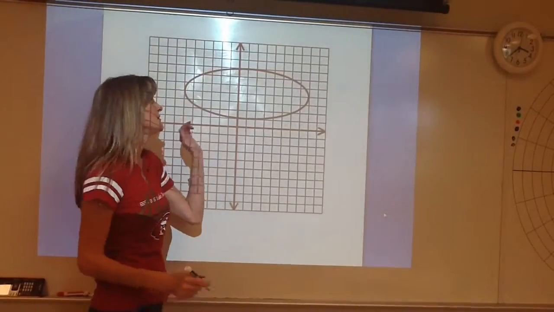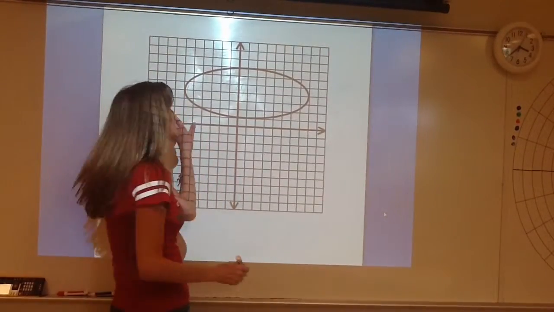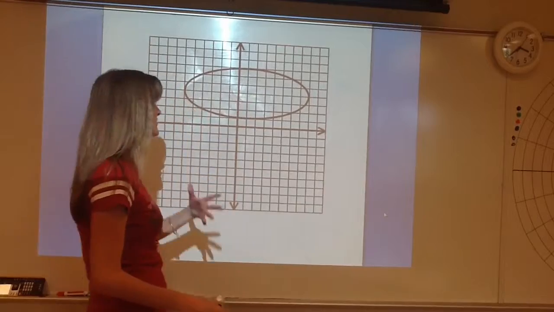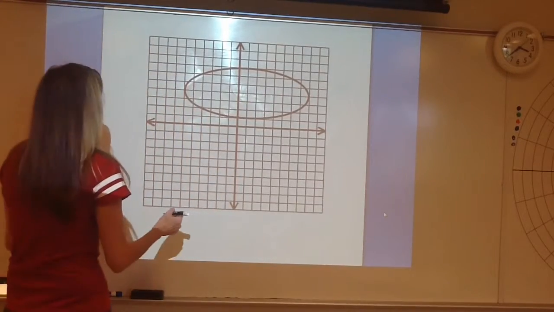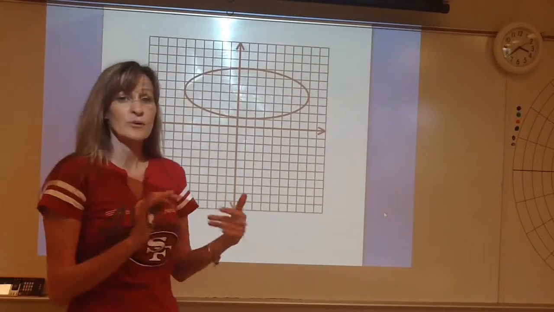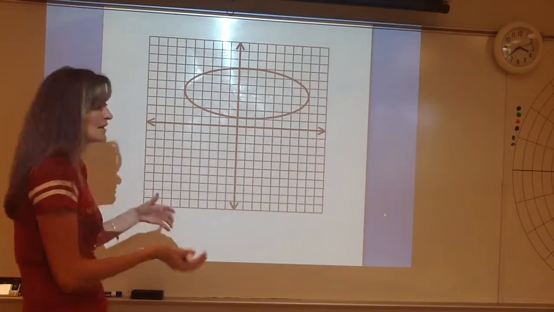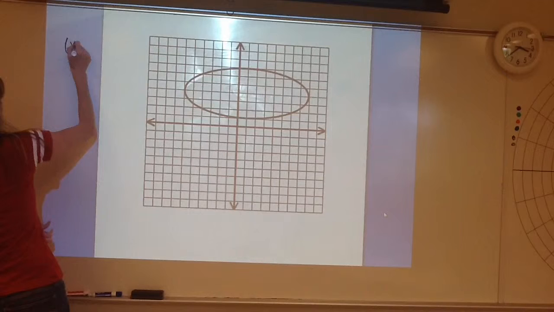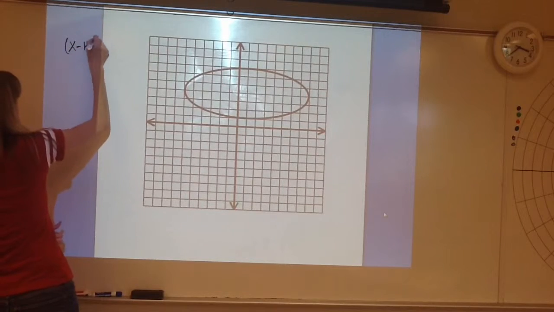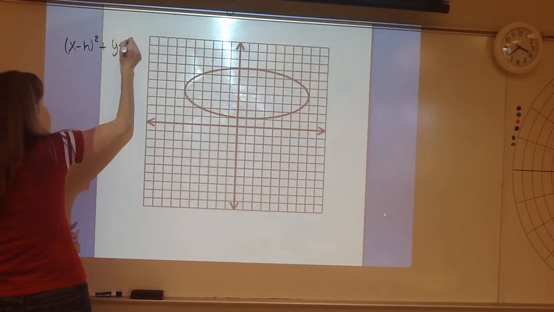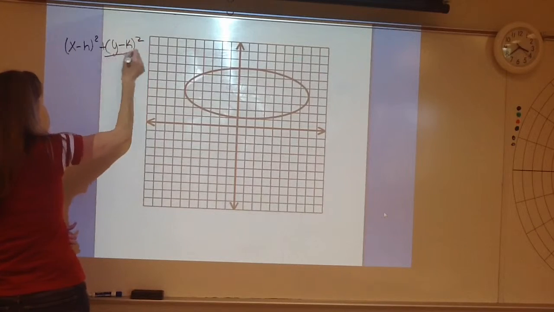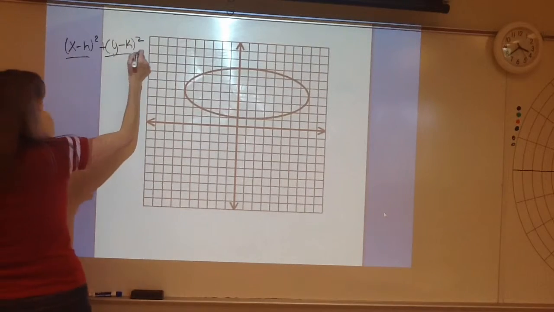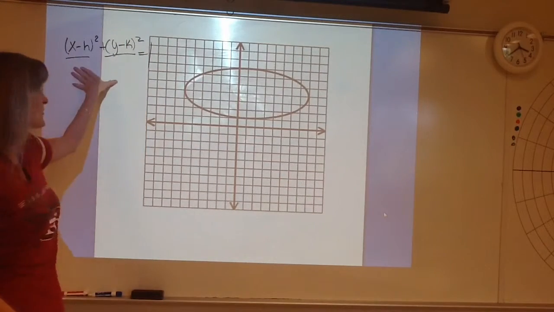Okay, what if we need to write the equation of an ellipse from the graph? Well, it's going to be pretty simple because the formula is pretty straightforward. The only thing is we're going to have to figure out the denominators and the h and the k. That's easy, but you know the formula is going to look something like (x minus h) squared plus (y minus k) squared. Both of these have some denominator, equals 1. We just have to figure these out.